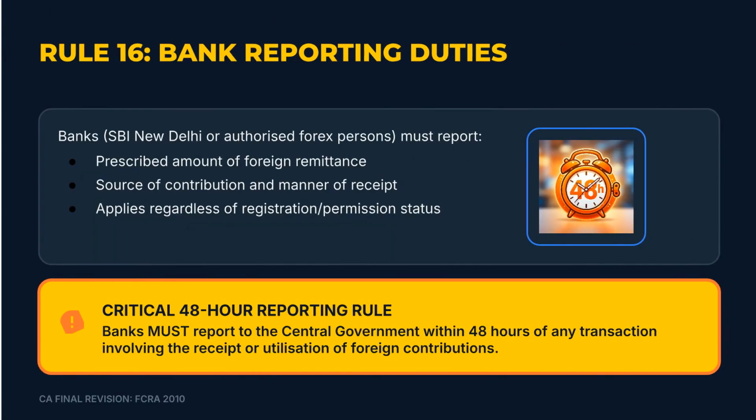The compliance responsibility does not rest only on recipients. Banks also have reporting obligations under Rule 16. The SBI New Delhi branch, scheduled banks holding FCRA accounts, and authorized foreign exchange persons must report prescribed details of foreign remittances. These details include the source of contribution, manner of receipt, and other prescribed particulars. The most important examination point is the reporting timeline. Banks must report receipt or utilization transactions to the central government within 48 hours. This rule applies regardless of whether the recipient holds registration or prior permission.